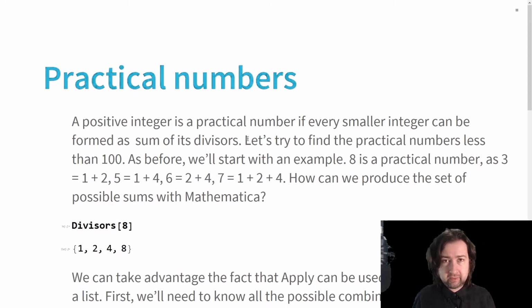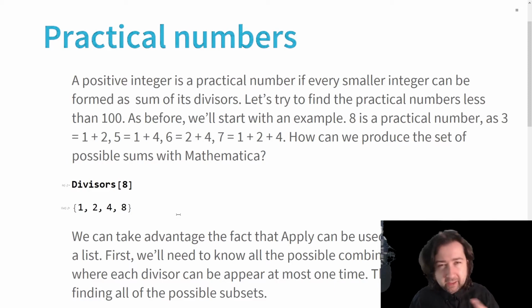So 8 is an easy number to see as a practical number because the divisors of 8 are 1, 2, 4, and 8. We don't need to consider the 8 itself because we're looking to build all the integers less than 8. So as before, we don't need the 8 in our considerations here. If I want to know all the possible ways that I can add the divisors together, that's the big question. One thing I could do is build all the possible combinations of the divisors using an object called the power set.